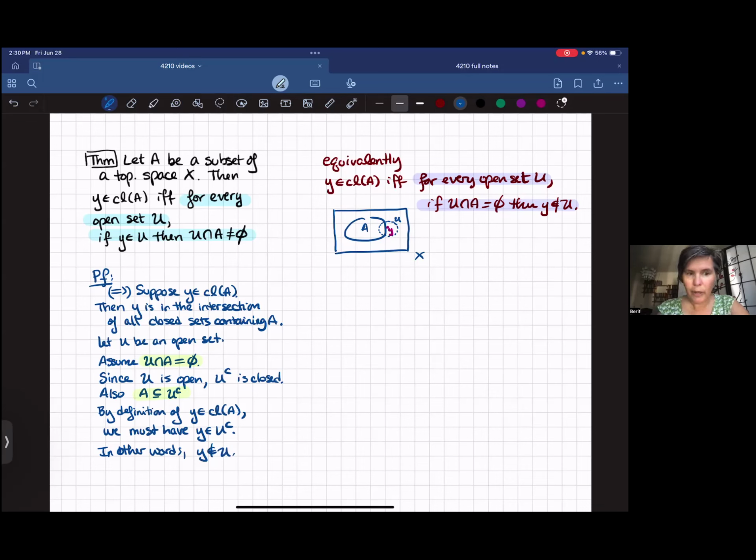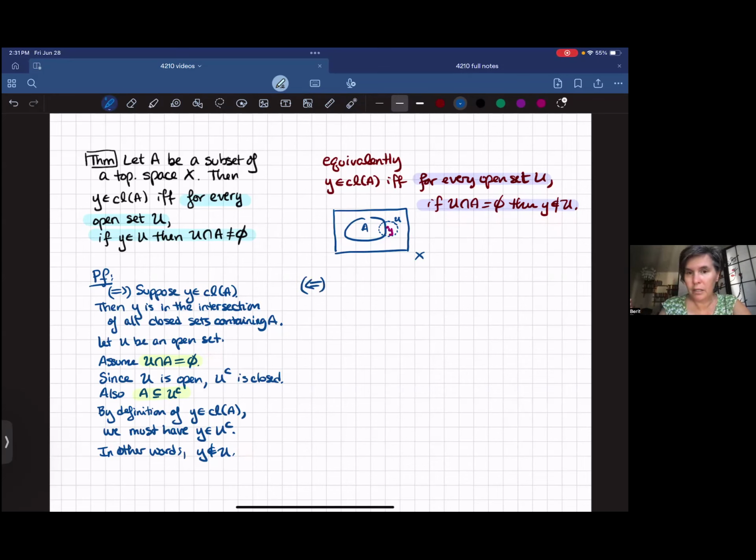Okay, so I assumed that U intersect A was empty, and then I showed that Y is not in U. And so therefore, assuming that Y is in the closure of A, I proved this blue highlighted statement. Technically, I proved the purple highlighted statement, but they're equivalent, so that works. All right, now the other direction.